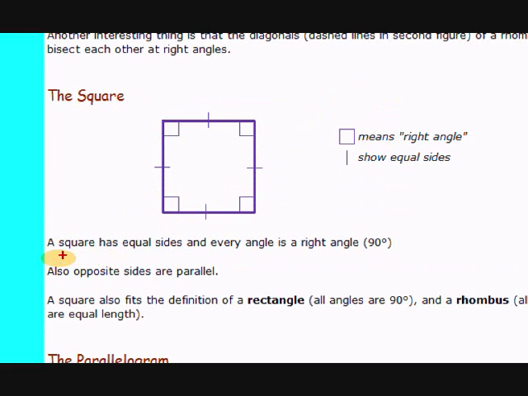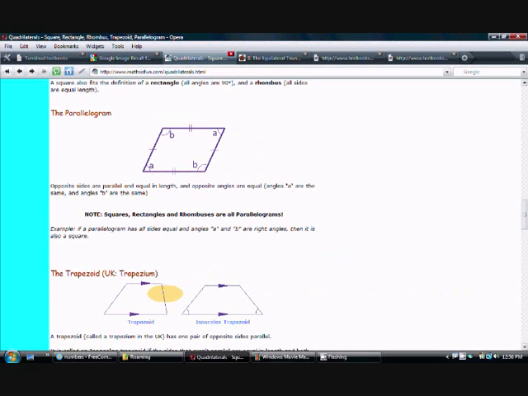Here is the square. This is another quadrilateral which has equal sides. Okay, the length is equal and every angle is a right angle. Also opposite sides are parallel. Here it's also parallel. These two sides are parallel. A square fits the definition of a rectangle and a rhombus. Okay, a square can be a type of rectangle, and it can also be called a rhombus.